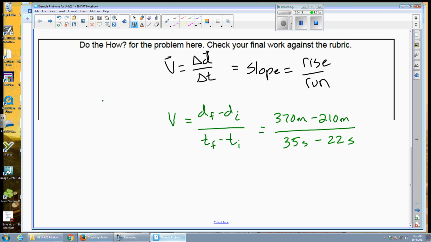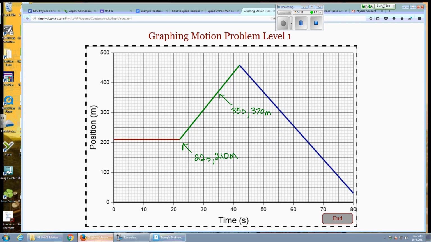Should we do the last section too, or do you think you could do that one? What type of value is that going to give me up here? Positive or negative? Positive. And that's good because I know, just because I've taken other courses, that that's a positive slope, right? So what type of slope does the blue section have? Negative slope. And so I would expect to get a negative answer when I did the slope of it.